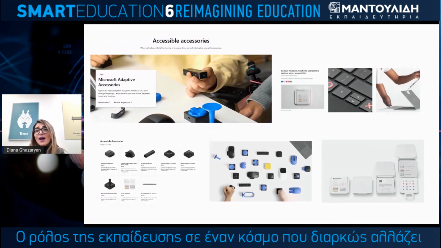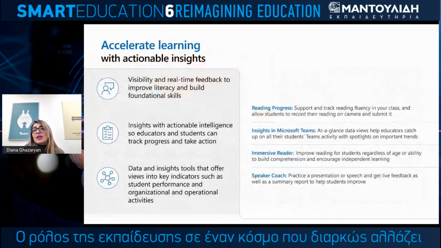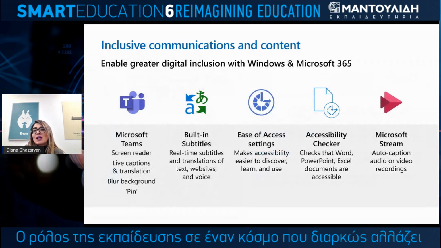On the Surface side, I believe you are familiar with the adaptive kit, which helps you navigate the keys on the laptop, and the cables that help you go through the experience in a smooth way. Then the acceleration of learning: the reading progress that you may already be using, the insights in Teams, and immersive reader, as I mentioned. So basically, the things that are built in.